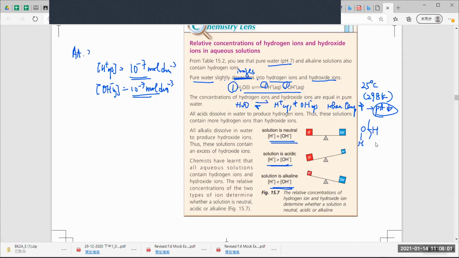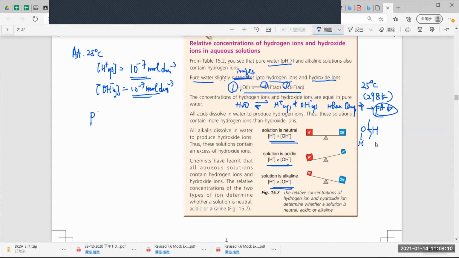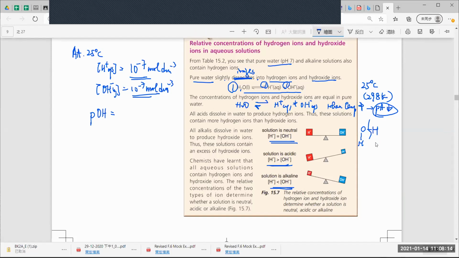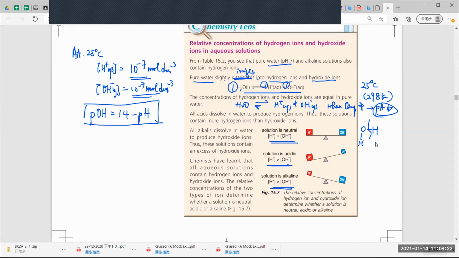If you have 25 degrees, we have this data, which means that if you want to know the pOH value, it is 14 minus pH. Can you get the point? So why is it 14 minus pH? The 14 here comes from the hydrogen ion concentration times the hydroxide ion concentration, which gives a constant. So I start from this.